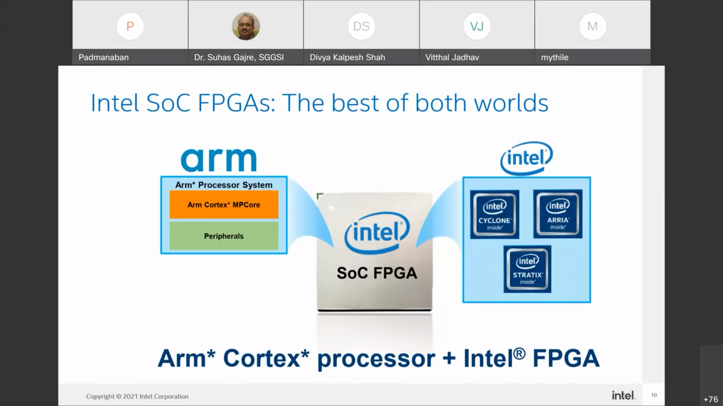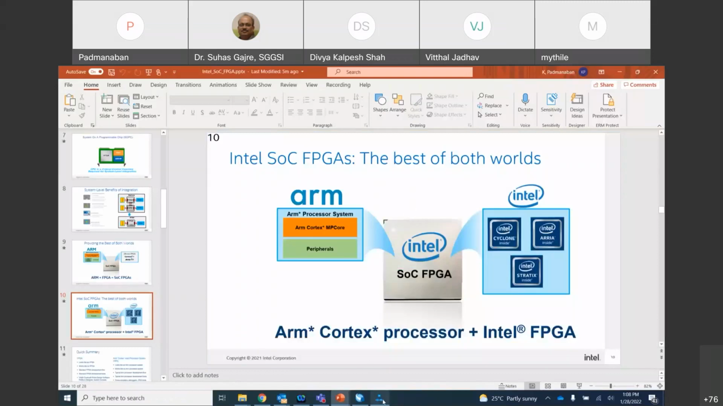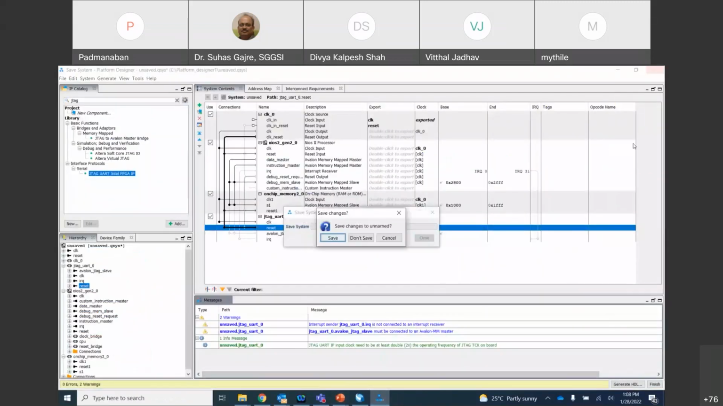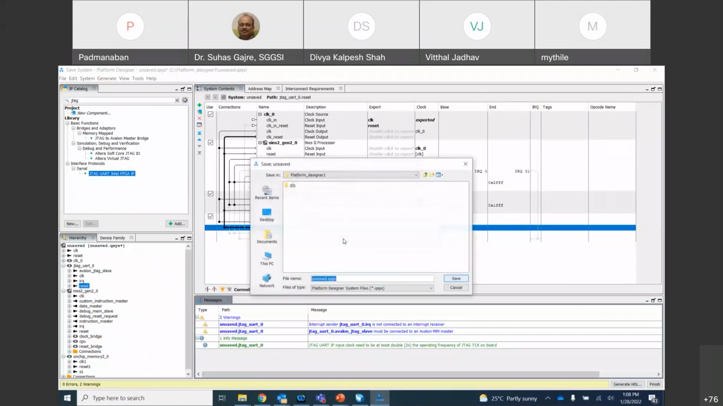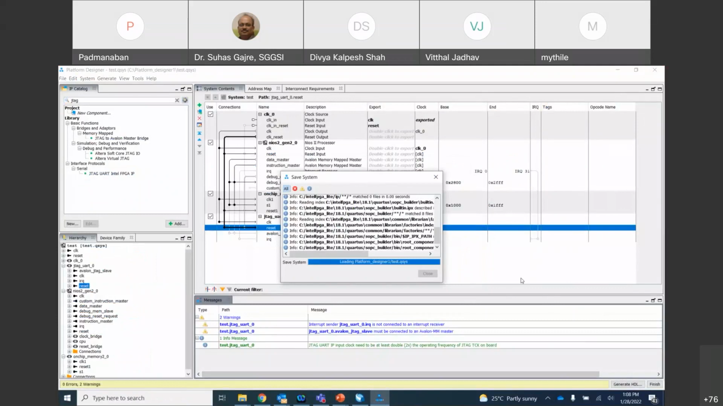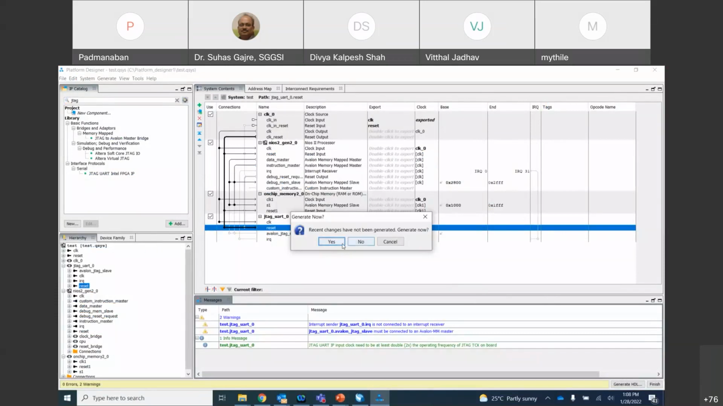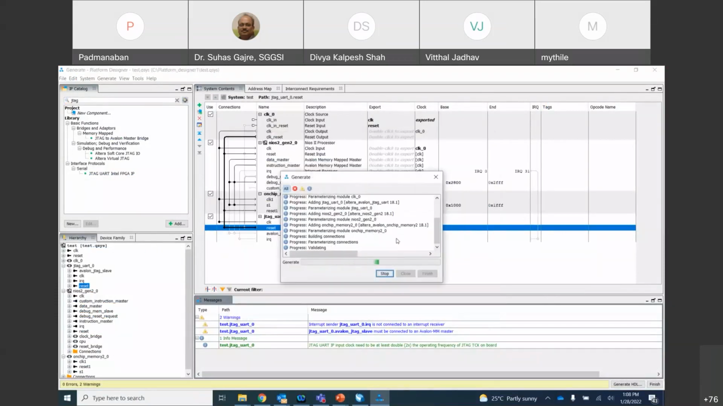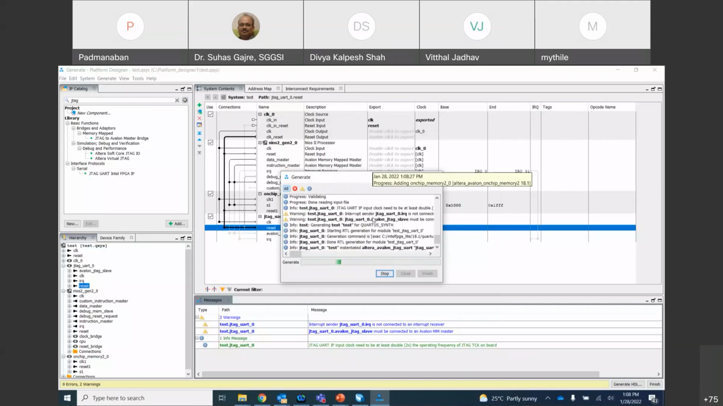Now let us try this example with a Cyclone 5 device and see how the same logic works. Okay, I'll close this. You can say save. You want to save, yes, you can. You can say generate. It will generate the logic. Now after generating, you can see that it could be added into your Quartus project. So you can add this. The entire system can be added.